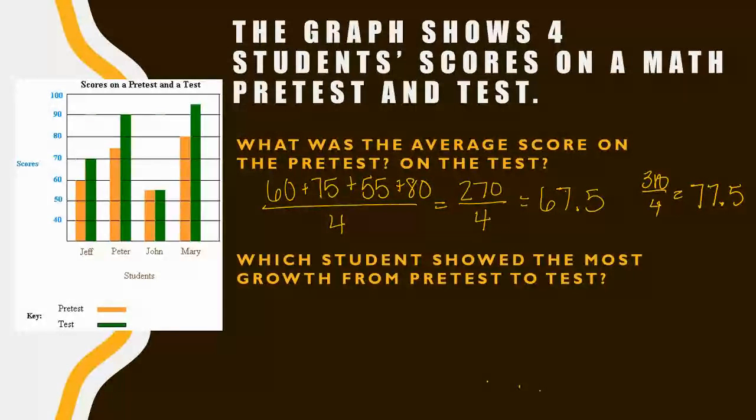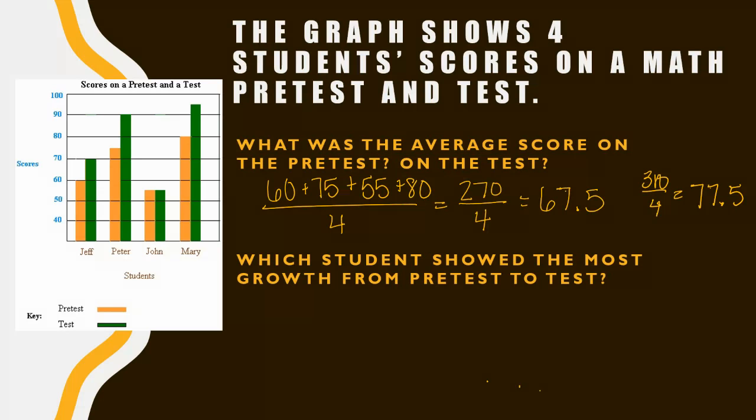Now the question is, which student showed the most growth from pre-test to test? Let's talk about this. First of all, we can cross off John, right? He showed absolutely no growth. So John's out of the party. So who showed the most growth, Jeff, Peter, or Mary?